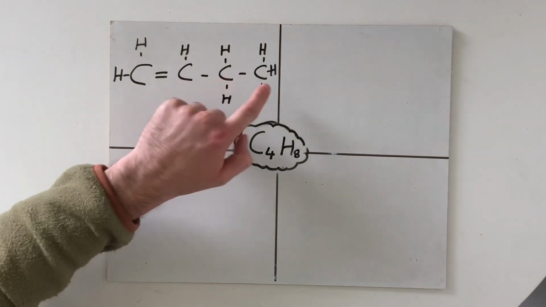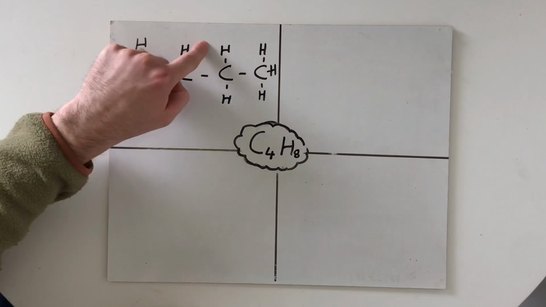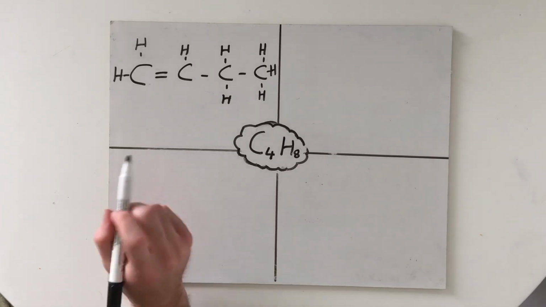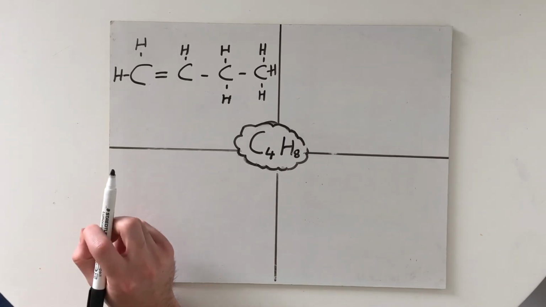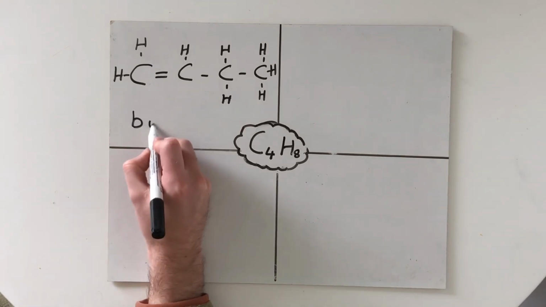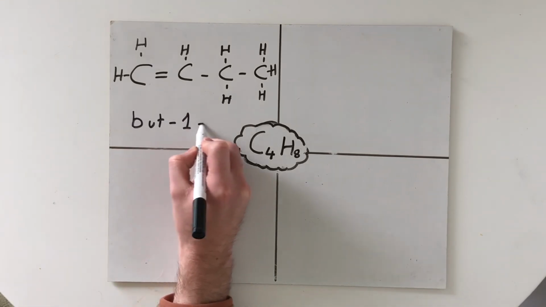One, two, three, four carbons, one, two, three, four, five, six, seven, eight hydrogens. So what would the name of this molecule be? Well, I said butene, however we have to specify the position of the double bond. The double bond is in the first position, so it's called but-1-ene.